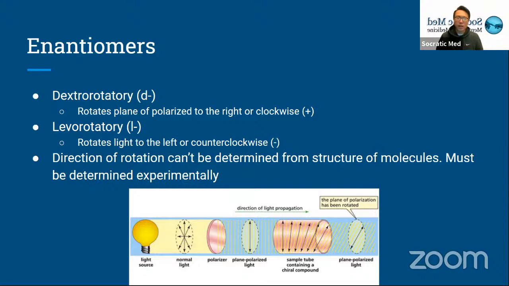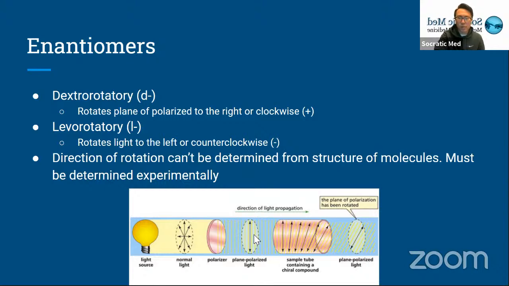So the MCAT can't have you determine which direction it rotates. Usually they'll tell you in the passage. At the bottom, I just included a figure that goes into more detail about optical activity. Normally there's a light source, and then if you have a molecule in front of the light source, it will rotate the light a certain amount.